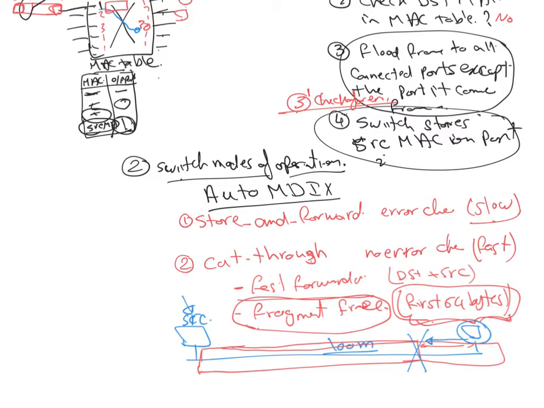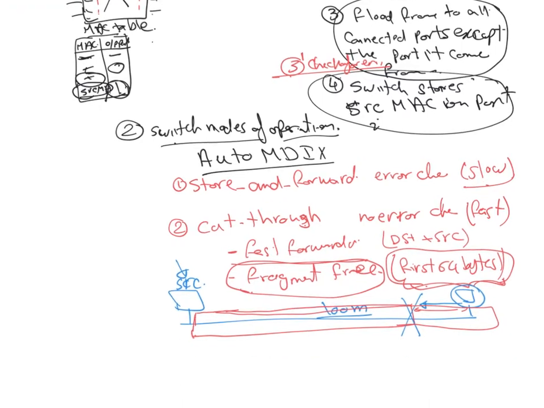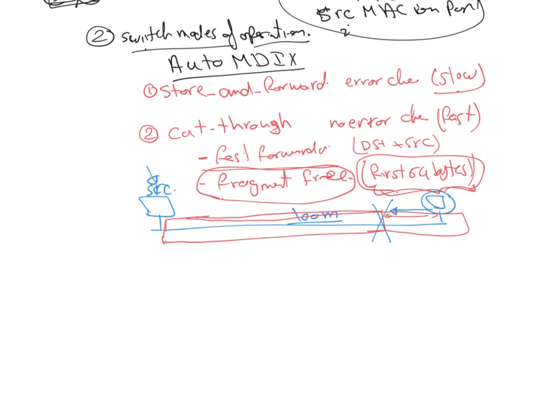Clear? So these are the modes of operation, and the feature auto-MDIX, which allows the switch to switch each port to a specific mode of operation as it wants. Okay? Any questions so far? So that's topic number 2. Topic number 3, very fast.